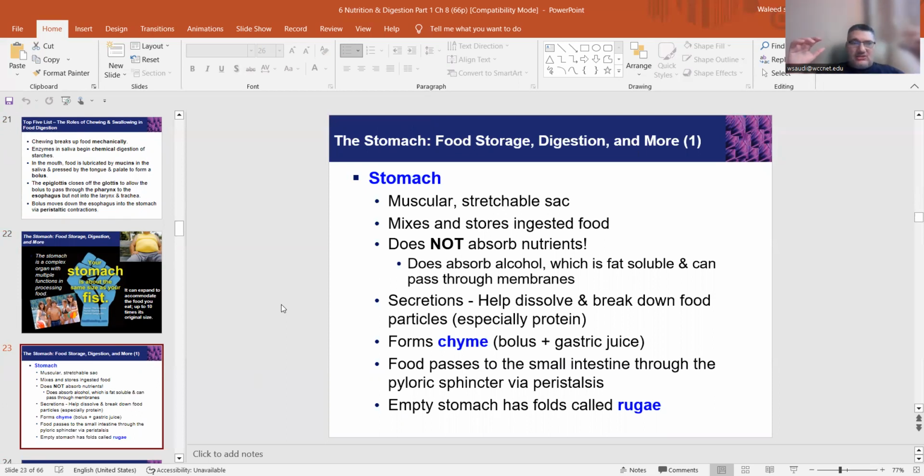What else do we need to know about the stomach? The stomach is specifically important. This is the most important organ that we need to know for this course. Number one, the stomach is a muscular organ and it can stretch a lot. Your stomach is like this, but it can be doubled or even more because it can stretch to accommodate the food that you're putting into it.